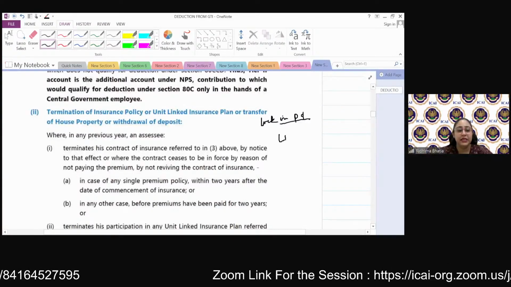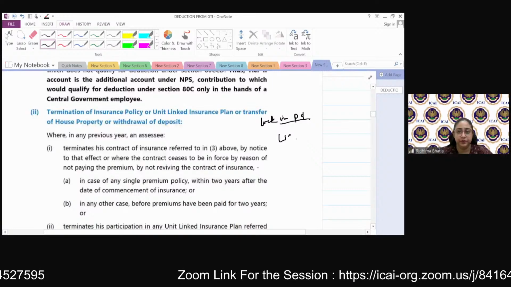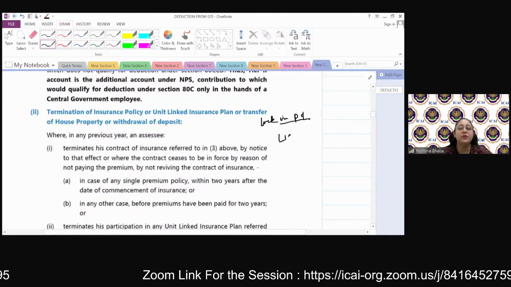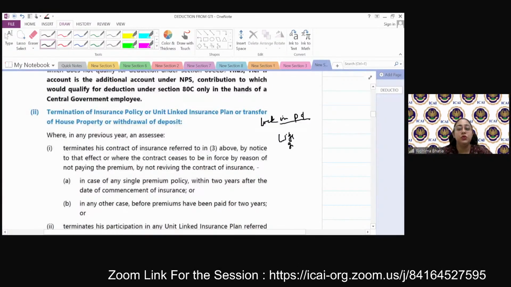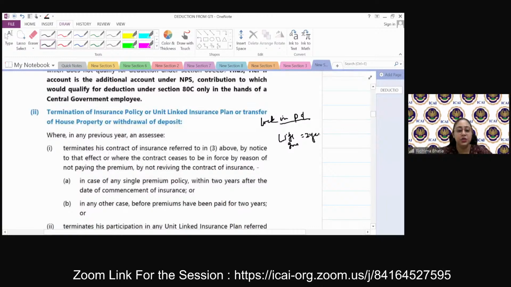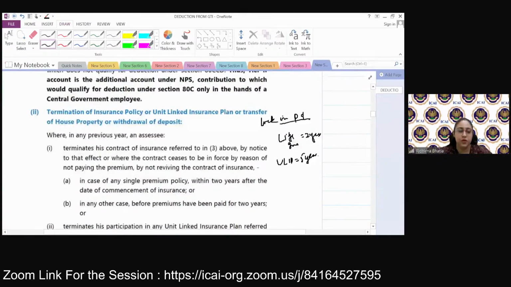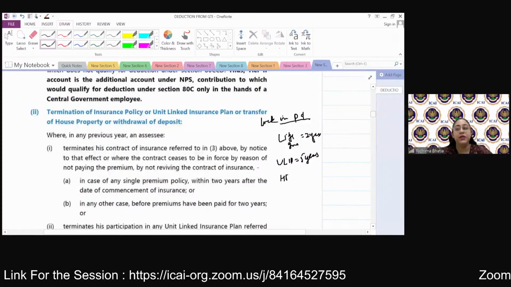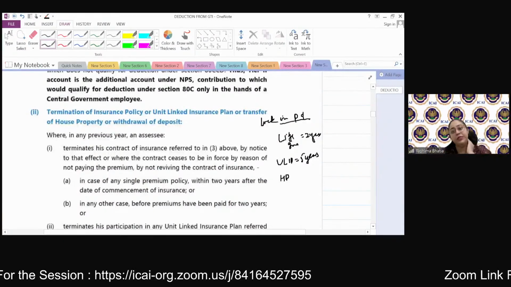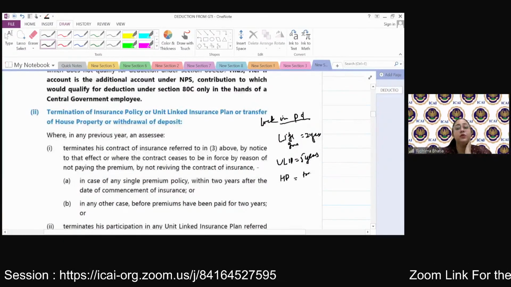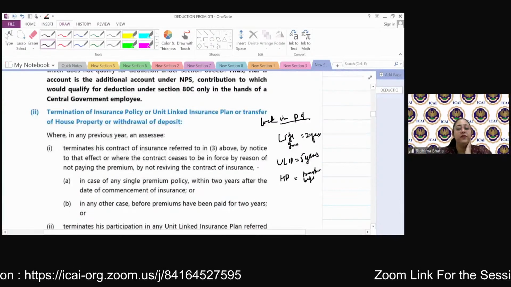Okay, so the lock-in period for LIC: life insurance premium should be paid for at least 2 years to get the deduction. For ULIPs there is 5 years. For house property for which we are taking the repayment deduction, the principal amount deduction is lost if the property is transferred before 5 years.